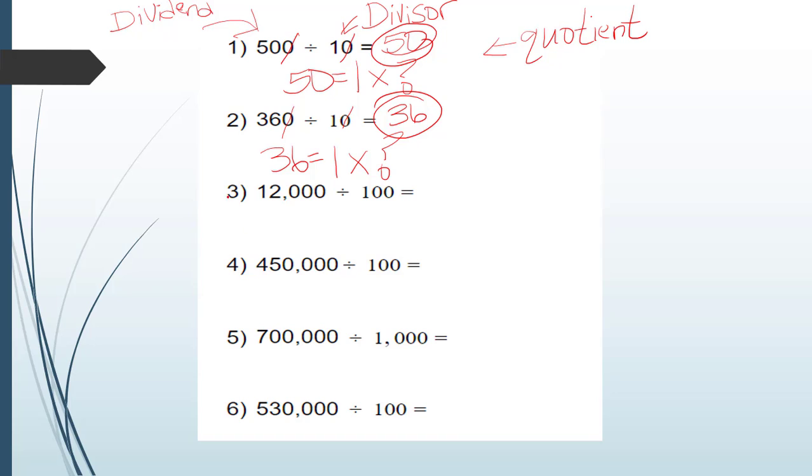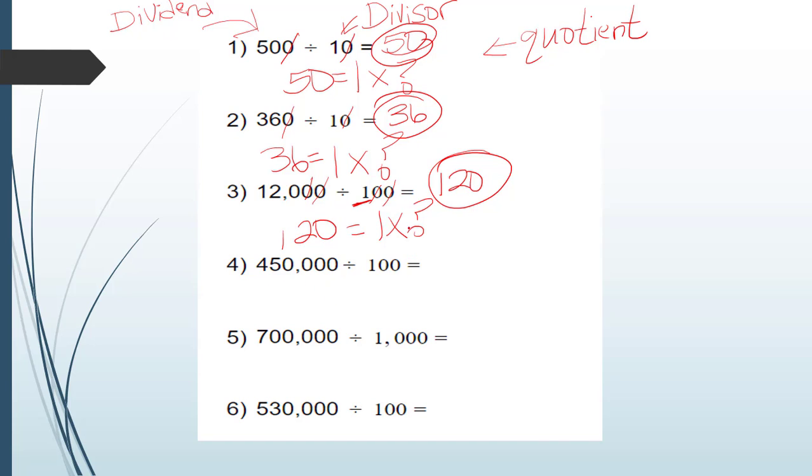Okay, number 3, our divisor ends in 2 zeros. So I can take those off, and now I can go to my dividend and take off those 2 zeros. So what times that 1 gives us 120? What times 1 equals 120? Well, that gives me a quotient of 120.